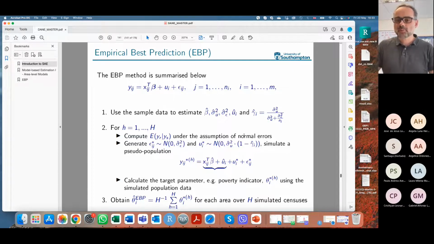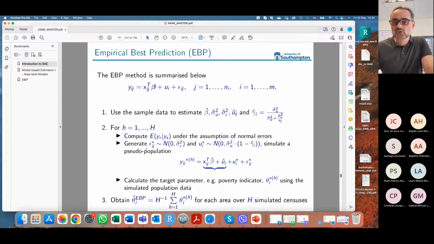And because I'm assuming normality, I know the form of this conditional expectation. This conditional expectation will not be possible to calculate analytically for any distribution, but under normality, you know what is the expected value of y_r given y_s. And in order to do that, you can use a Monte Carlo approach to computing this. How do you do that?